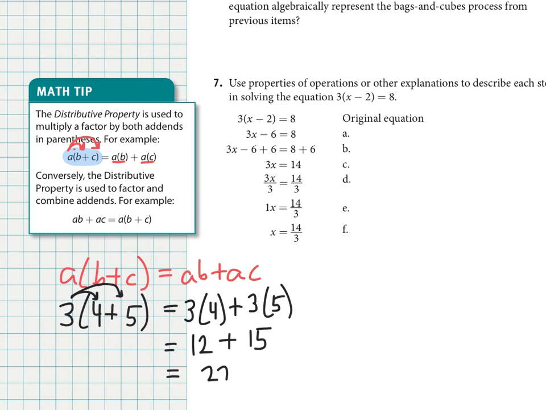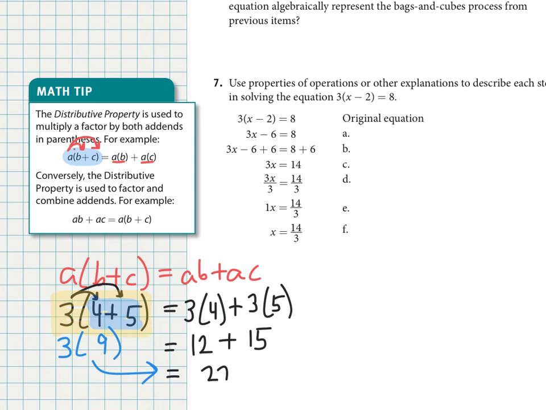Take a look at just this original expression right here. We know that the order of operations would say do the 4 plus 5 first. So just to show this step, 3 times, so 4 plus 5 is 9, right? And what is 3 times 9? It's 27. Okay, so it worked. It definitely worked.